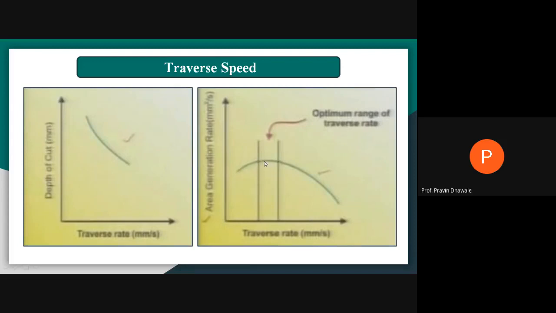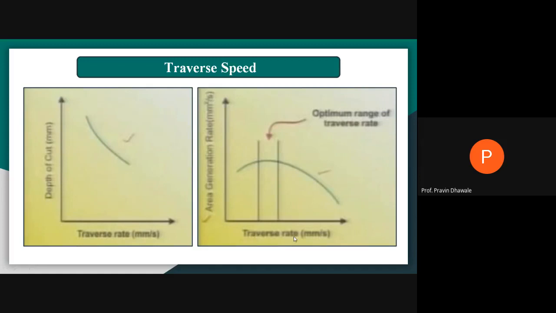And the curve within these two straight lines shows the optimum range of transfer rate. It shows where you are getting the highest area generation rate. After this optimum range of transfer rate, as you go on increasing the transfer rate, area generation rate goes on decreasing.